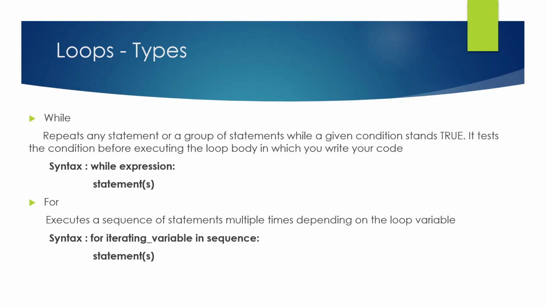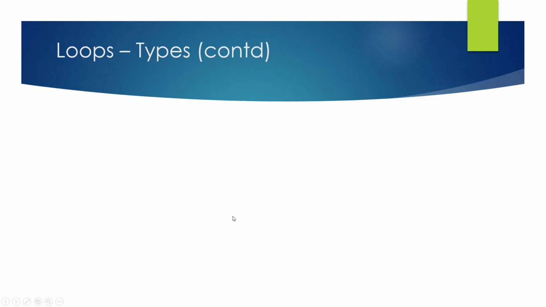In the for loop, it executes a sequence of statements multiple times depending on the loop variable. So the syntax is: for is the keyword that you have to use. Then your iterating variable, which can be anything. Generally, people use i, j, k, something like that, and you can name it as well. It's totally your choice. Then the sequence, which can be a string or a list. And then you write the statements, and that's how you execute a for statement. If it's not understandable right now, that's fine. We'll do a demo and you'll be able to understand over there.